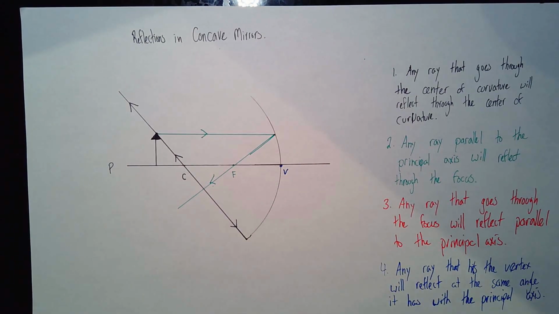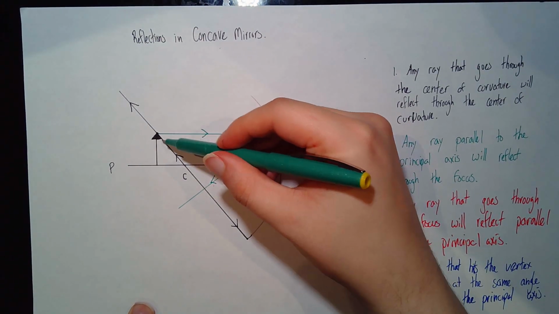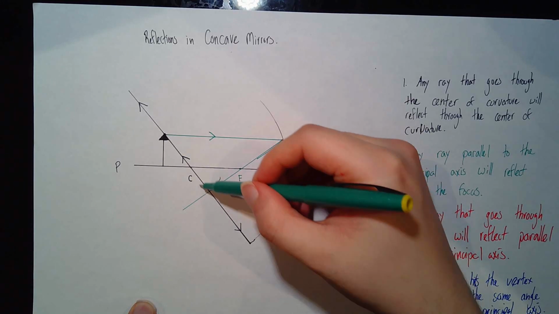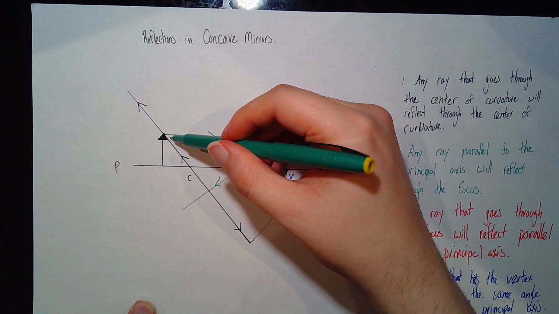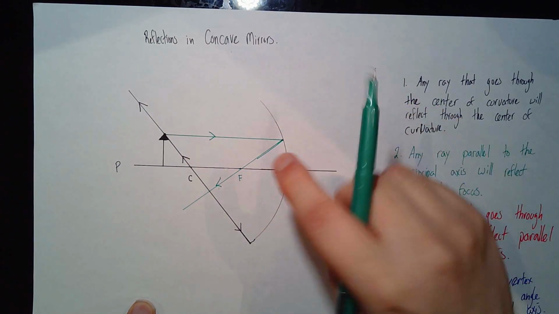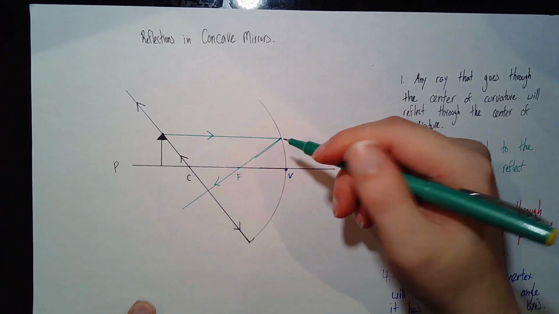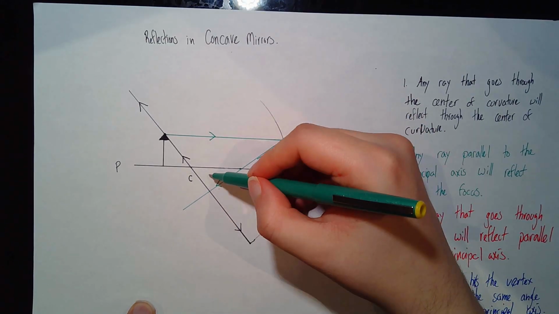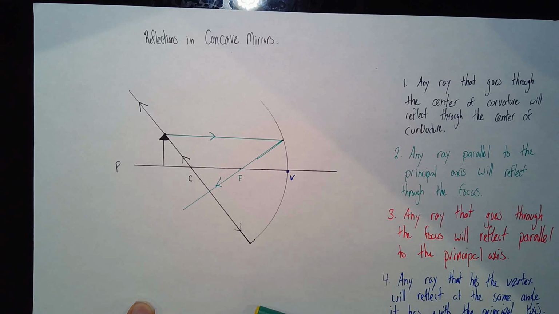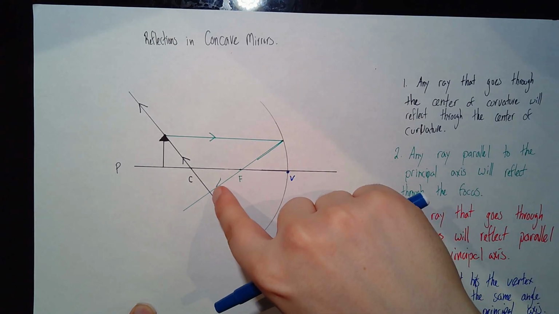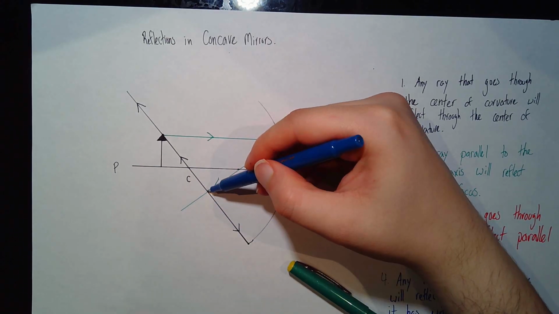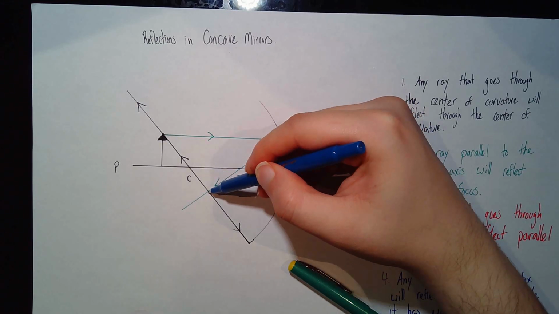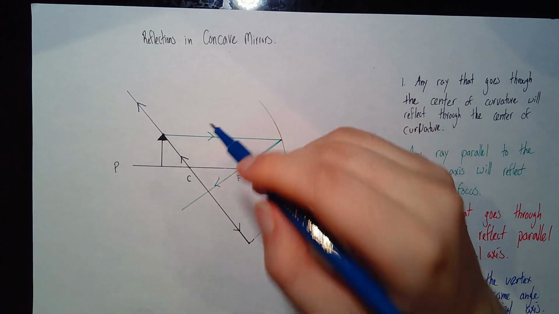Alright, so we've got our first ray going through the center of curvature and coming back through the center of curvature, and then we have our ray that's parallel to the principal axis and coming through the focus. Now right now we could be done with the problem, right? So what we can see is that these two reflected rays are crossing right here, and so we could draw our image and we'd be done.